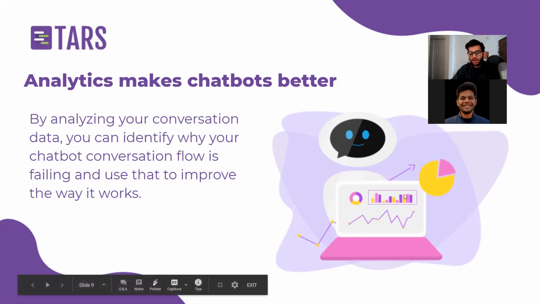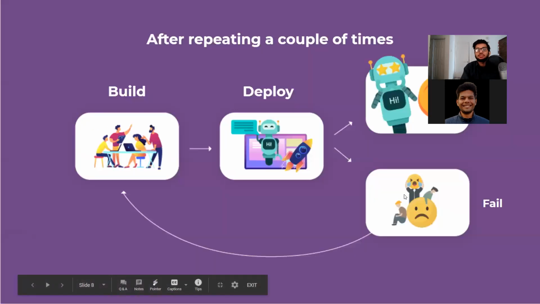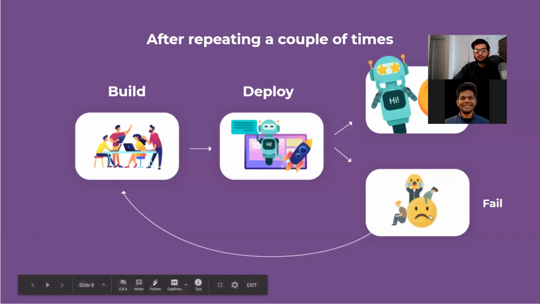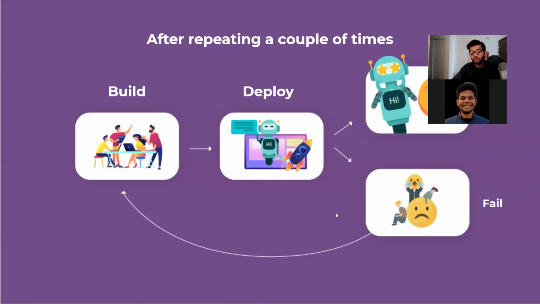So that's really where the analytics picture comes into play. In this final arrow over here, where you go back from failure back to the building stage, this section of the process, that's really where analytics comes into the fore. This arrow doesn't exist if you don't have analytics. You really can't go back to the drawing board. You can't go back and optimize your chatbot.